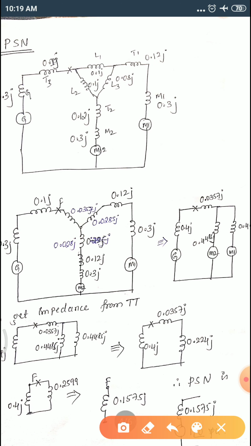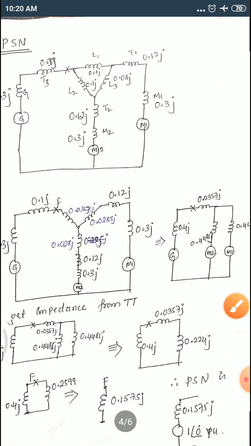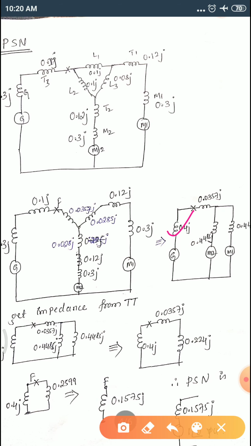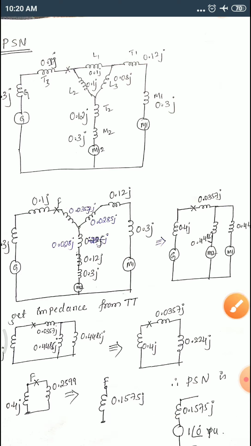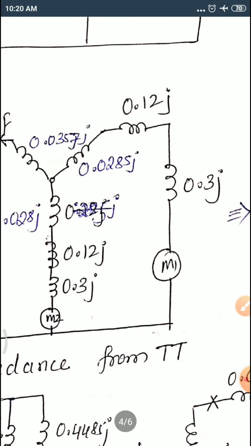Observe, fault is at here. Okay, so how these two resistances are in series? So 0.3 plus 0.1, it will be 0.4j, right? This is a 0.4j, and then fault is here, right? And the next, you keep this element as it is. And what about all these three are in series? So add 0.3j, 0.12j and 0.0228j. This comes 0.4485j.